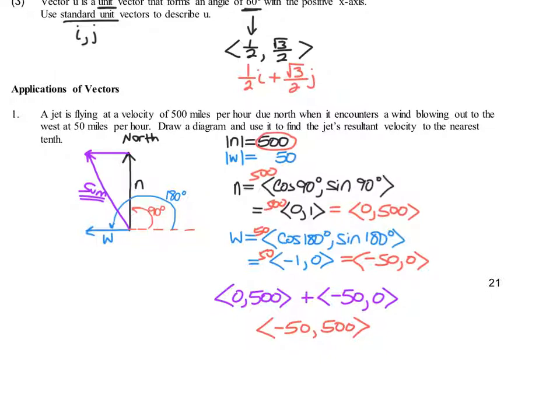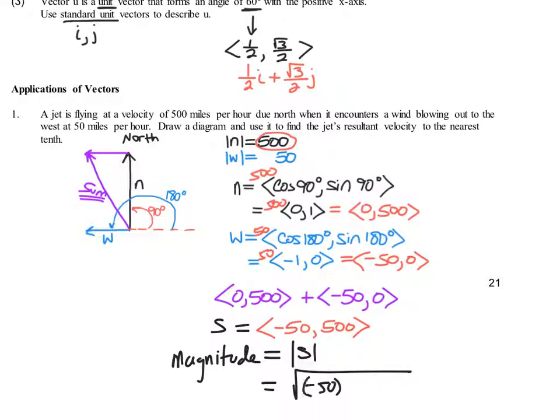So, we find the sum of the vectors, but then we need the magnitude. And you could define that vector any way you want. I mean, you could call it S for sum. It worked its way in. It always does. So the magnitude of S would be equal to the square root of negative 50 squared plus 500 squared, 502.5. Approximately 502.5.